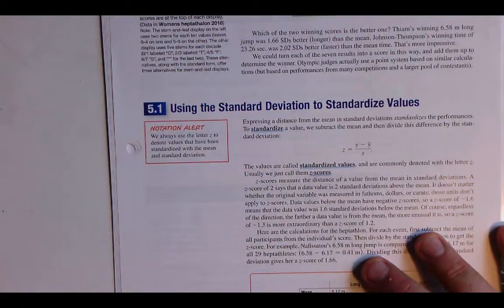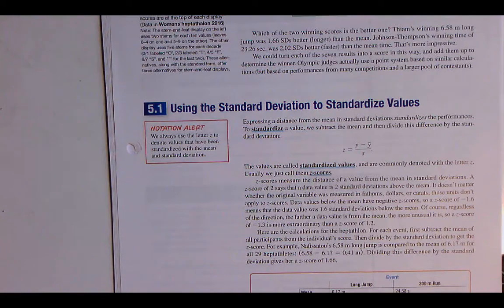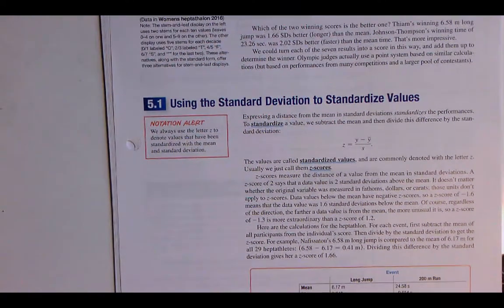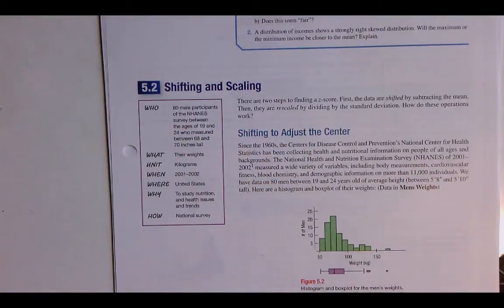So the key aspect of this is to think about a standardization. If we take an observation y, subtract off its mean y bar, and divide by the standard deviation s, we get this standardized score. And that's going to be a way we can compare apples to apples.